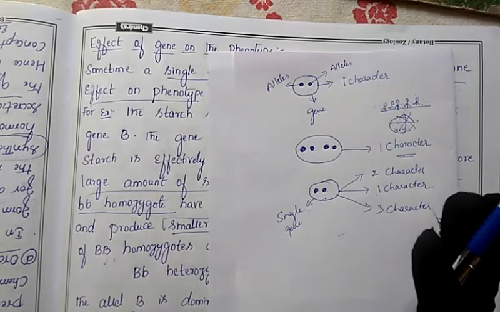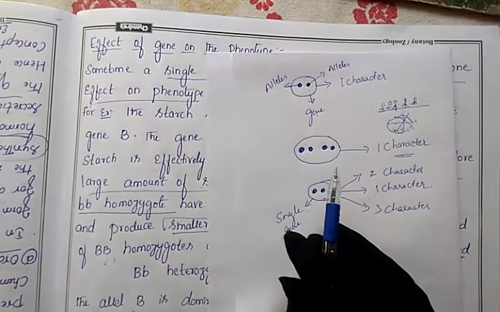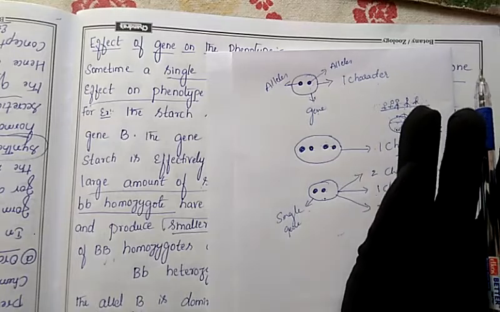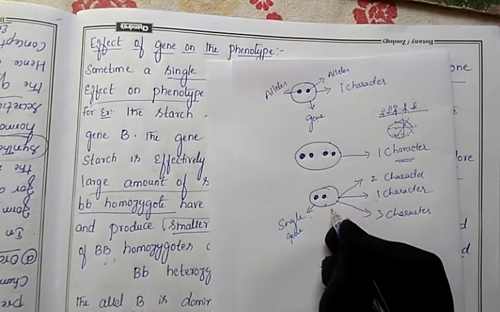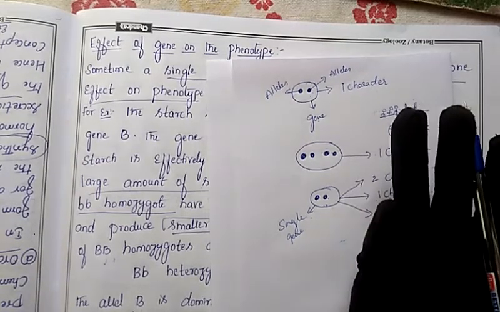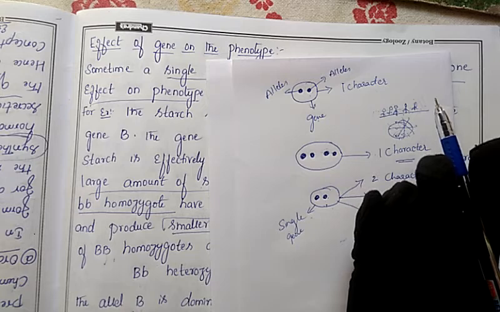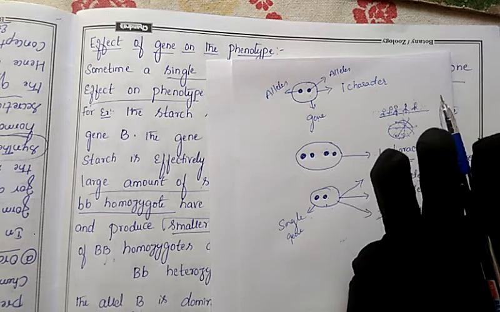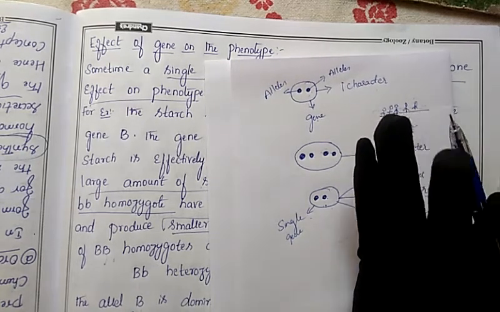Like how one person is performing many works. Which works is he performing? Assume that one person is a gene, and he is performing many works. He is going to school to teach the students. Next, after coming from school, what is he doing? He is taking tuition. This is one character: going to school is one character, taking tuition is another character.